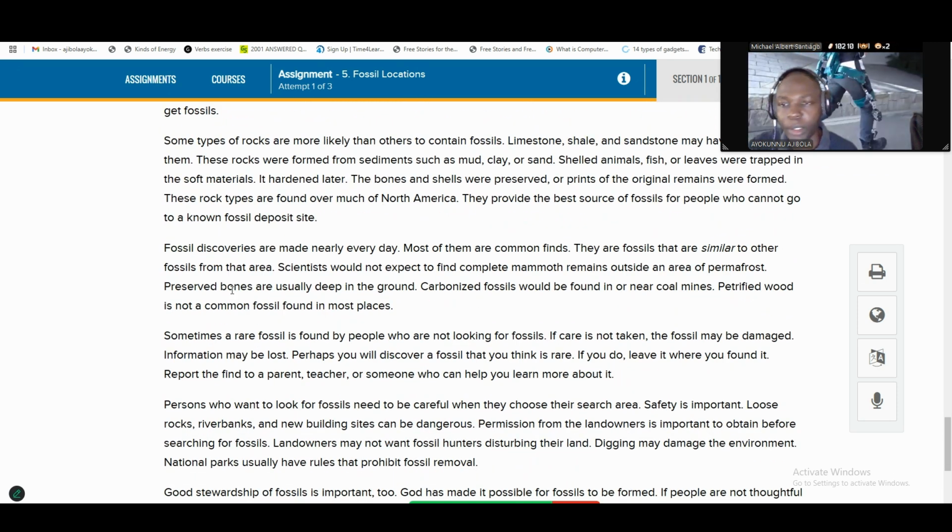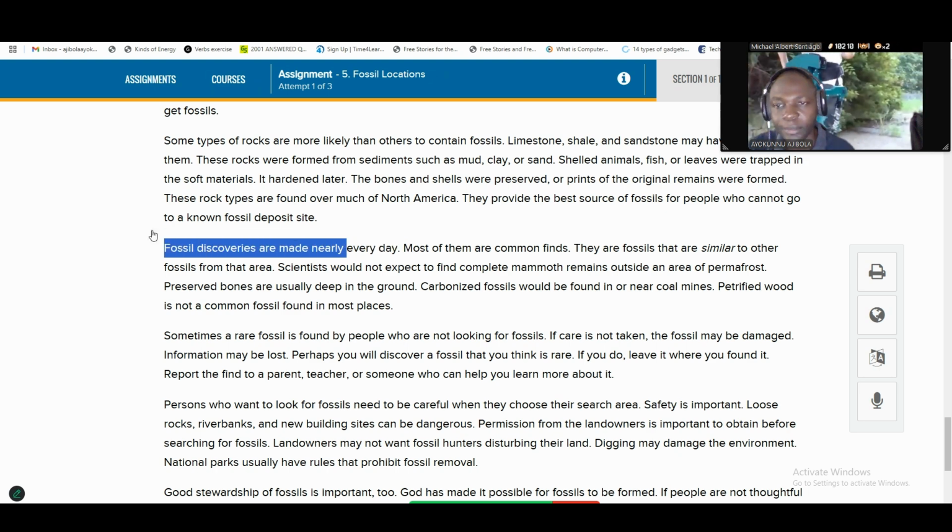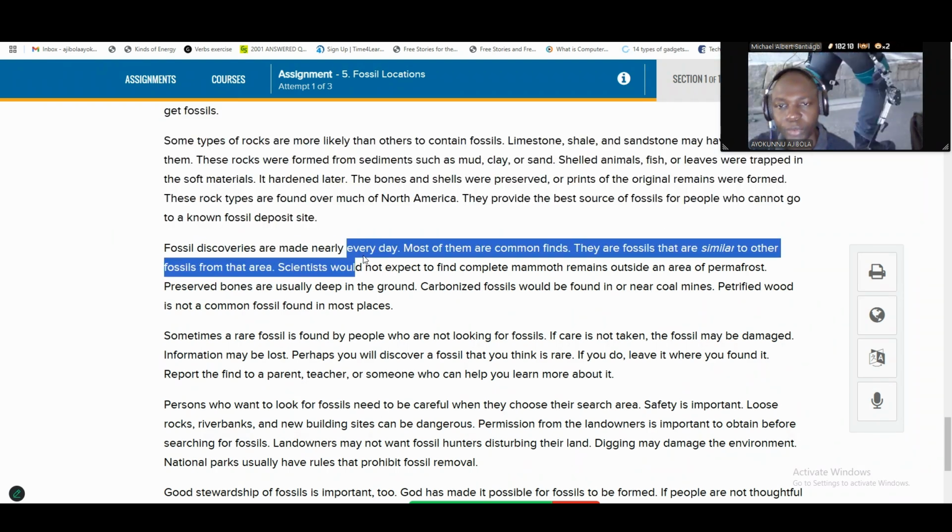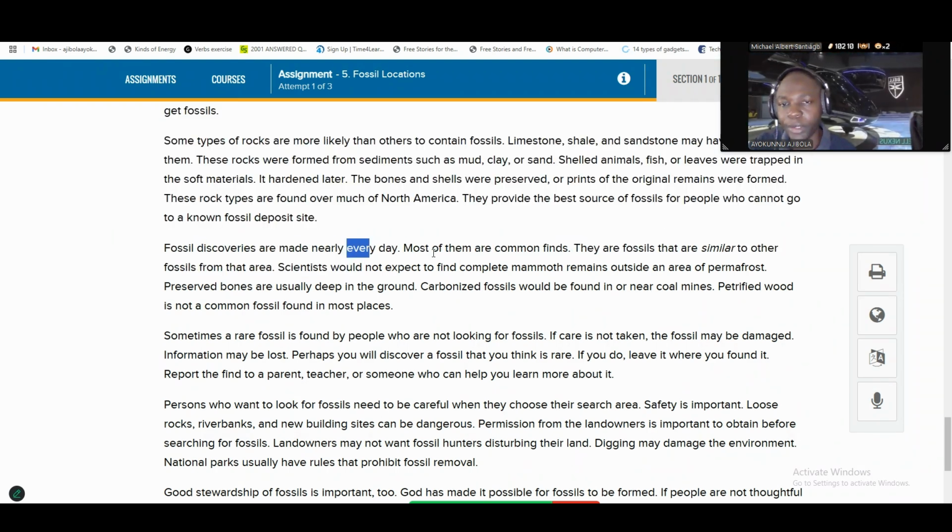Now, we're almost done with this. Fossil discoveries are made nearly every day. Most of them are common finds. They are fossils that are similar to the other fossils from that area.